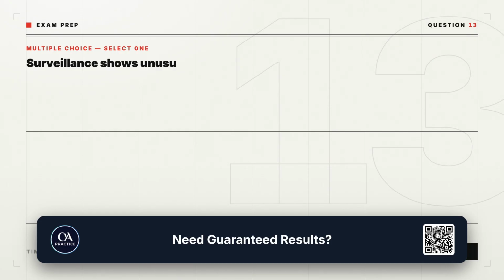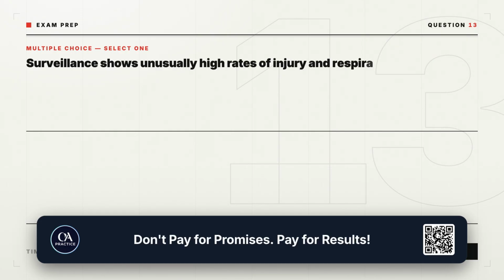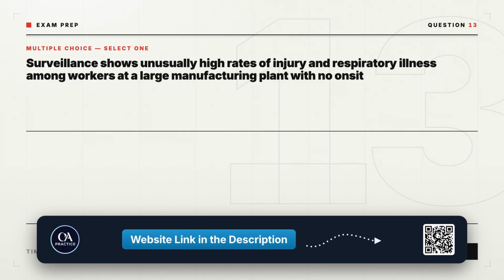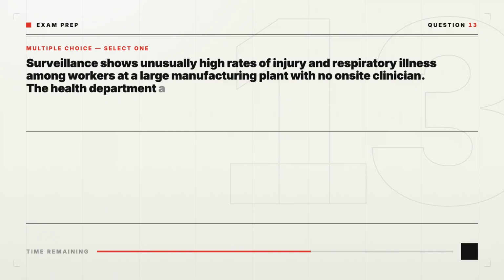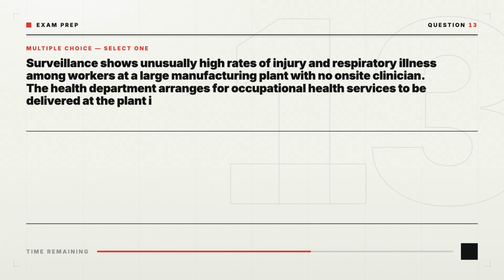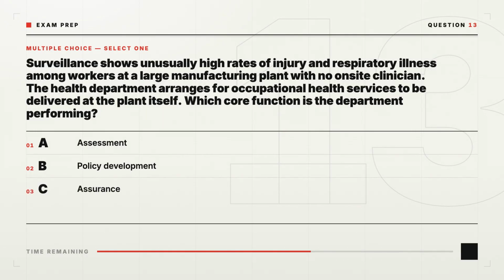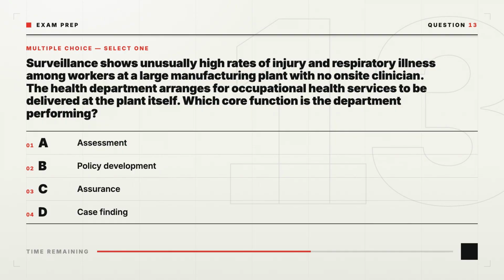Question 13. Surveillance shows unusually high rates of injury and respiratory illness among workers at a large manufacturing plant with no on-site clinician. The health department arranges for occupational health services to be delivered at the plant itself. Which core function is the department performing? Your options are A. Assessment, B. Policy development, C. Assurance, D. Case finding. Pick one. Trust your gut. Here's your chance to test yourself.